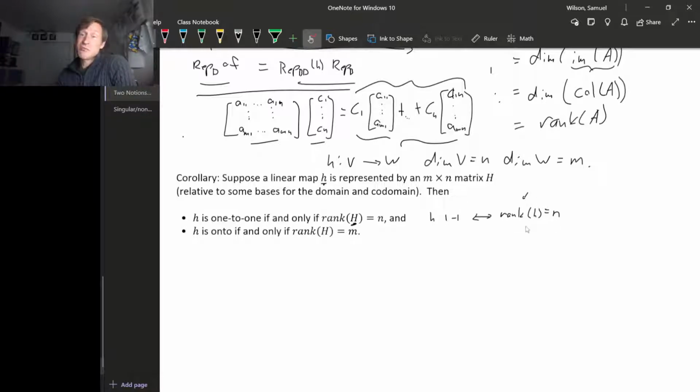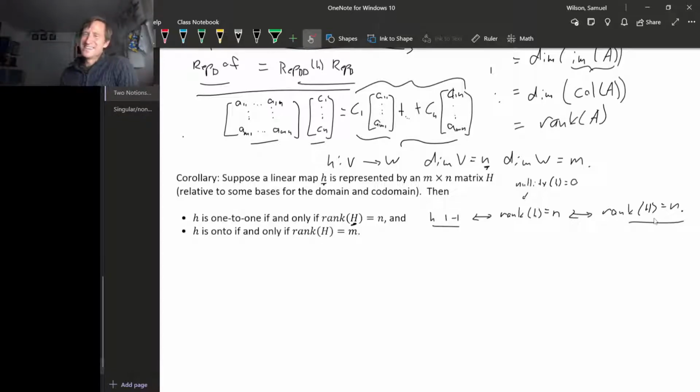Because this actually came from the rank nullity theorem, because if the rank of H is equal to the dimension of the domain space, then this is another way of saying that the nullity of H is 0, and we've seen that if the nullity of H is 0, then H is 1 to 1. But the rank of H is n if and only if the rank of its matrix is n. Right? So you can tell if a linear map is 1 to 1 by looking at its matrix and seeing what the rank of the matrix is.